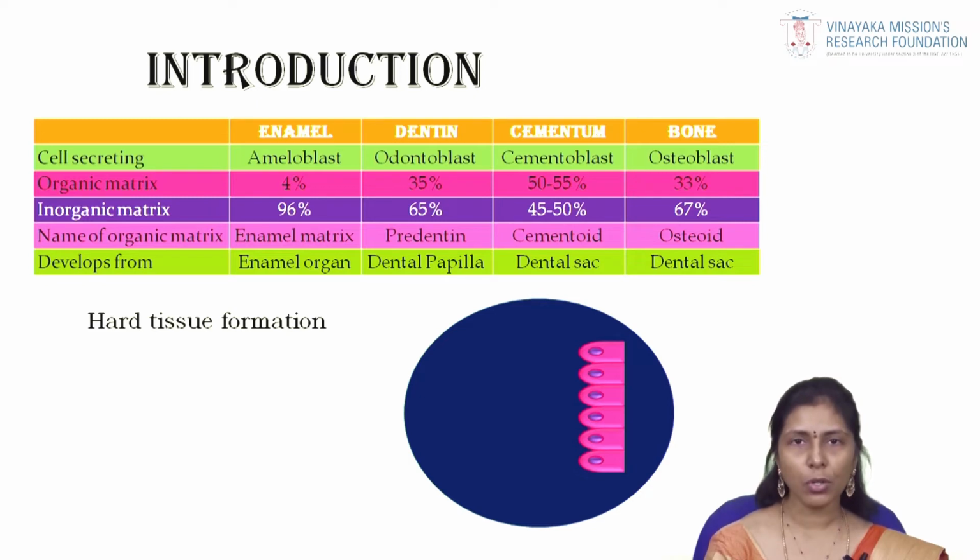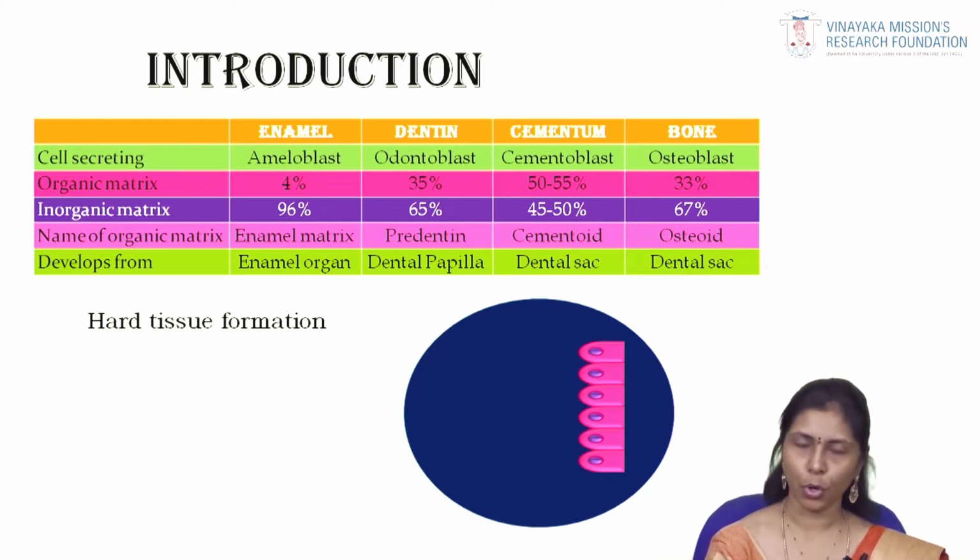Here in this tabular column you can see the hard tissues. I have listed out the cells that secrete these hard tissues and where they develop from, given in green color. The cell secreting enamel is called ameloblast, the cell secreting dentin is odontoblast, the cells that secrete cementum are cementoblasts, and the cell which secretes bone is osteoblast. The organic matrix of each and every hard tissue has been listed in this tabular column.